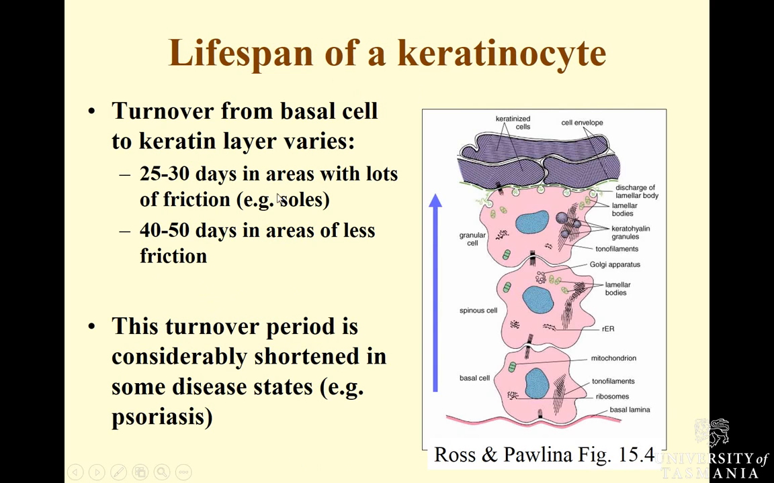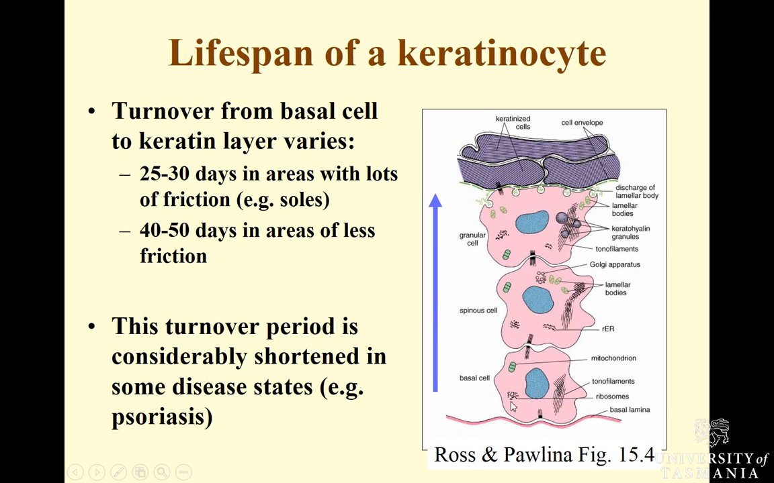So a keratinocyte takes about 25 to 30 days to move from the basal layer to eventually be shed from the surface in areas with lots of friction, so the soles of the feet or the palms. In other areas of the body, it takes about 40 to 50 days for the keratinocytes to make their way through the keratinization process and eventually be shed. Now, in disease states such as psoriasis, this turnover period is much shorter, so the cells don't get as much time in the keratinized state, and so the person ends up with very thinned layers of epidermis and cracked, sore skin.